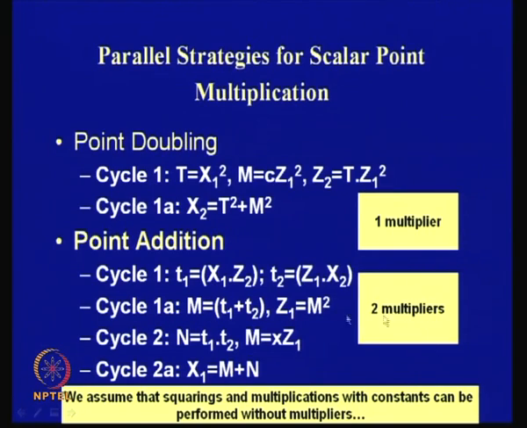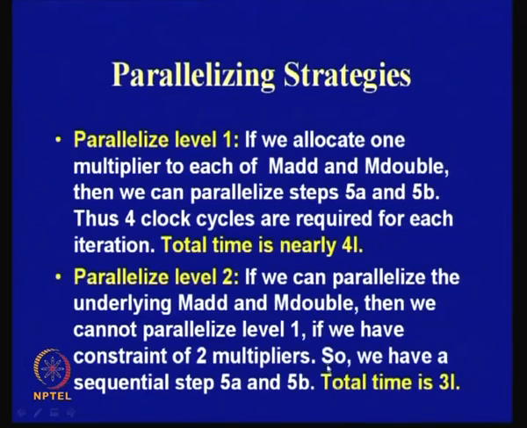If you had 3 multipliers, you could have parallelized this as well as performed the doubling and addition in parallel. Now, since you have parallelized this, you have to do this and this in sequence. For this you need 2 clock cycles, so you can do this addition in 2 clock cycles, but the doubling also needs 1 clock cycle. Since the doubling and addition have to be done in sequence, you need 3 clock cycles, and you iterate this, requiring 3L clock cycles for the entire operation.